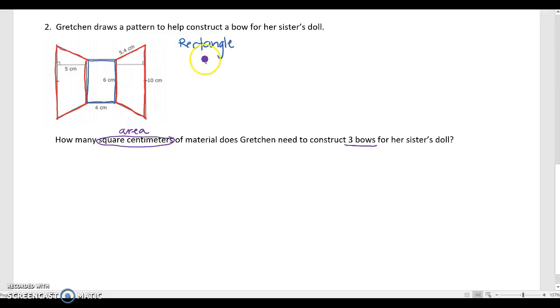So for a rectangle, I use my formula chart. I know that area equals base times height. So the base of my rectangle is right here. It's 4. My height is 6. So 4 times 6 is 24. So that one was easy peasy. I'm going to write it in here. So now I'm going to go to my trapezoids.